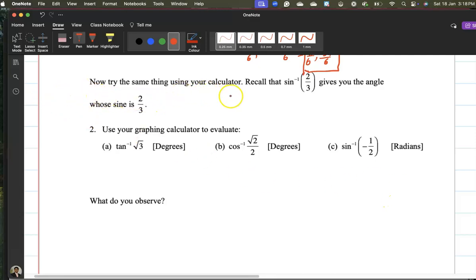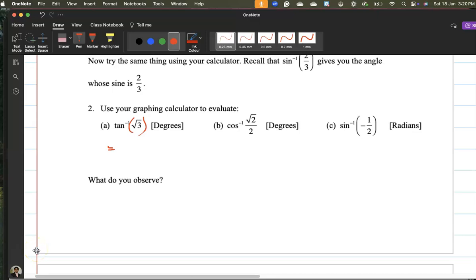Now try the same thing using your calculator. Recall that sine inverse of 2 by 3 gives you an angle whose sine is 2 by 3. Using your graphic calculator, evaluate in degrees. So you type in your calculator and get your answer. 60 degrees, correct? You want in degrees. And then cos inverse of square root of 2 by 2.